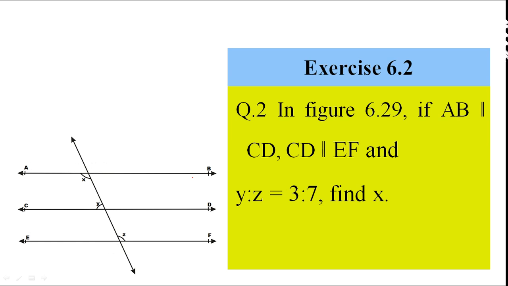Okay, the next question is in figure 6.29. You can see the figure. If AB is parallel to CD and CD is parallel to EF, and y and z are in the ratio 3:7, find the value of x. Okay, x is to be calculated and the ratio of y to z is given. AB is parallel to CD and CD is parallel to EF. It means all these three lines are parallel.